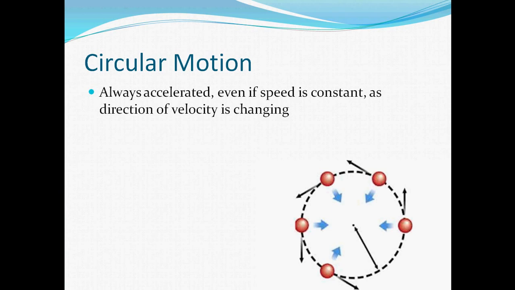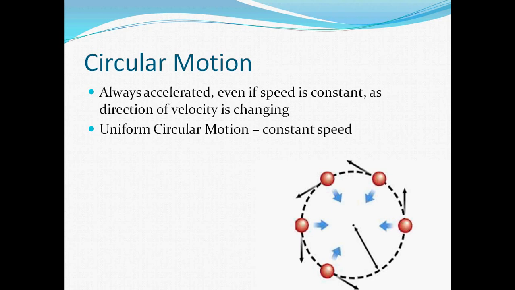Because even if the speed of the particle is constant, that is, the particle is covering equal angles in equal intervals of time, the magnitude of the velocity, which is the speed, is constant, but the direction of velocity is always changing, right? At this point, the direction of velocity is vertically upwards. At this point, it is upwards and towards the left. Here it is downwards and towards the left, and here downwards and towards the right. In fact, at any point, the direction of velocity is along the tangent to the circle, so at any point you can draw the tangent and it will give you the direction of velocity.